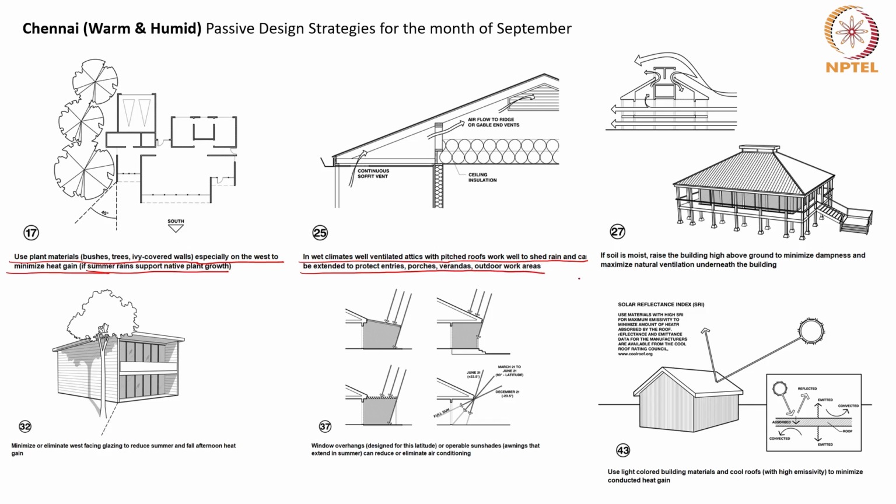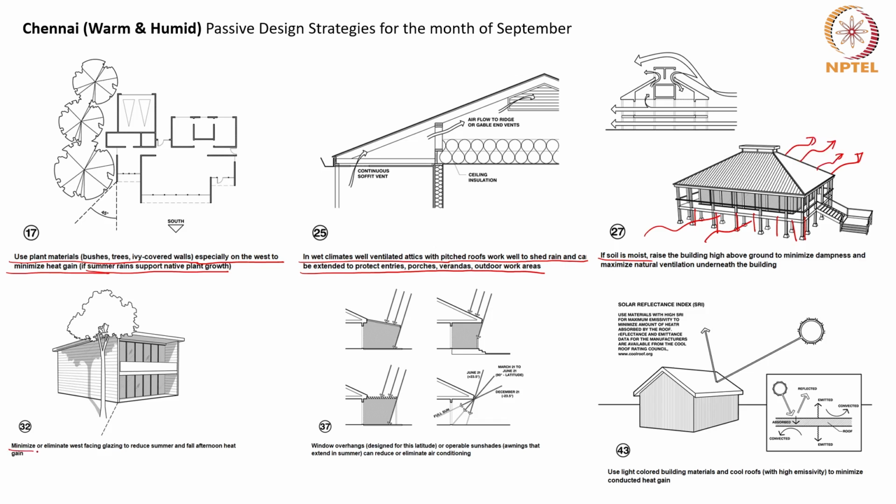The next way to achieve more comfort hours with the passive strategies is that if the soil is moist, then it is better to raise the building high above the ground to minimize the penetration of dampness into the building and to encourage breeze movement below the building.